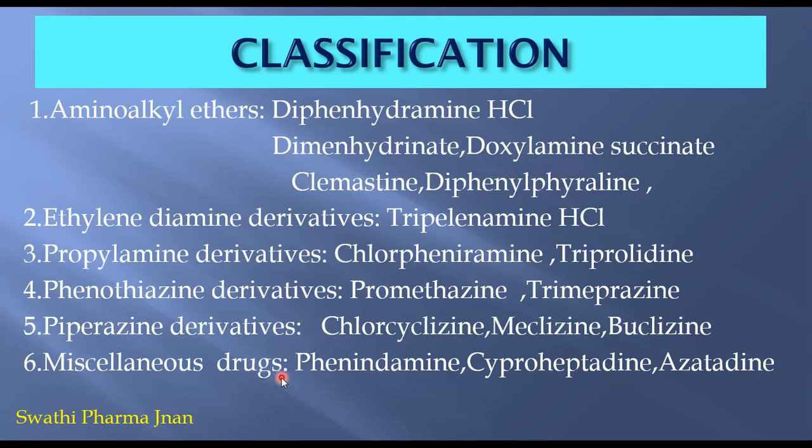Then the miscellaneous category of drugs. This class of drugs does not come under any of the above five classes. That type of drugs is considered the miscellaneous category. Examples are phenindamine, cyproheptadine and azatadine. So these are the first generation antihistaminic drugs.